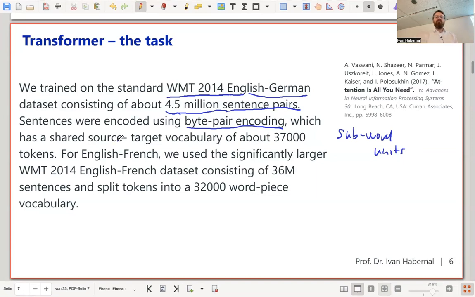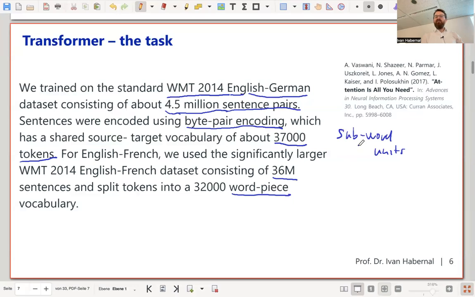Okay, shared source-target vocabulary, 37,000 tokens. Not bad, okay, 40,000 tokens in your vocabulary. Each of them has a token ID, and you just tokenize your input and output sentences into token IDs. Easy. For English-French, we use the significantly larger WMT, 36 million sentences, and split tokens into a 32,000 word-piece vocabulary.